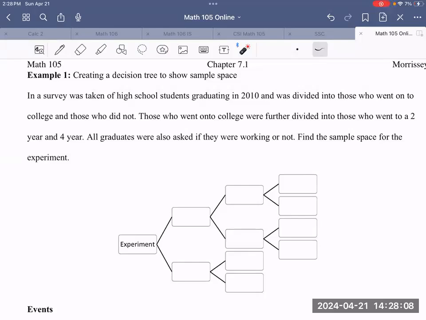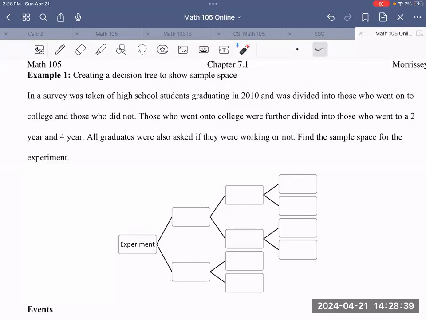It says a survey was taken of a high school graduating class of 2010 and was divided into those who went on to college and those who did not. Those who went on to college were further divided into those who went to a 2-year and a 4-year. All graduates were asked if they were working or not. Find the sample space for the experiment. So what I would like you to do is to get some more practice creating a decision tree, pause the video, and create the tree.